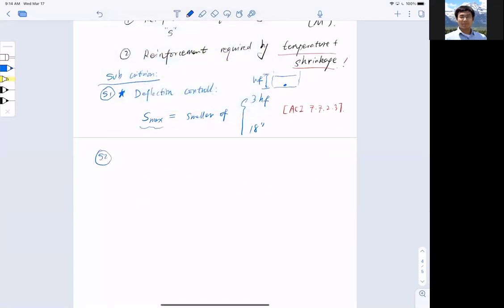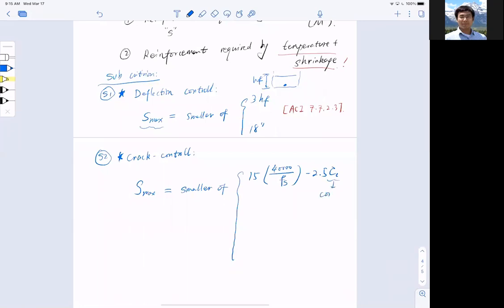Sub-criterion number 2 is crack control spacing. Also very important. Again, it's always in terms of the spacing between the flexure reinforcement, and this spacing is defined as the smaller of the two equations here. That is 15 times 40,000 divided by f_s, minus 2.5 times c_c. f_s is the stress in the bar, and I'll explain. c_c is the concrete clear cover.